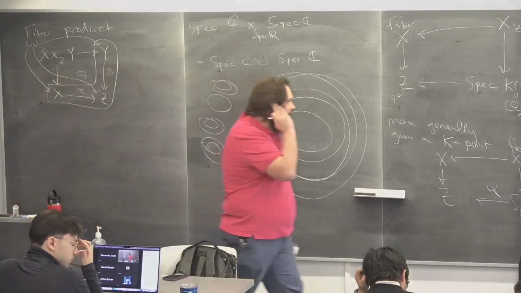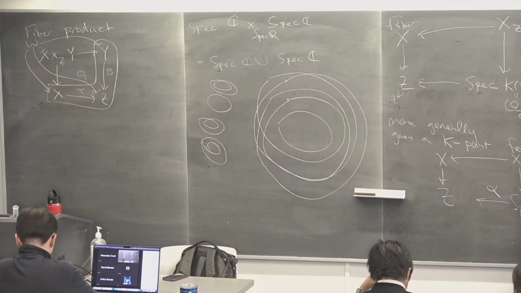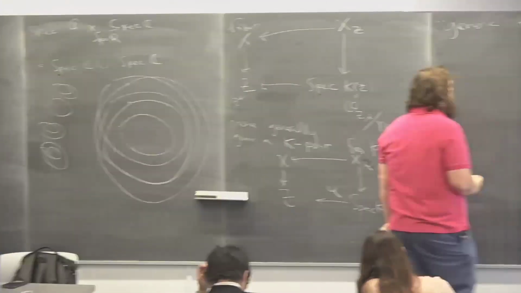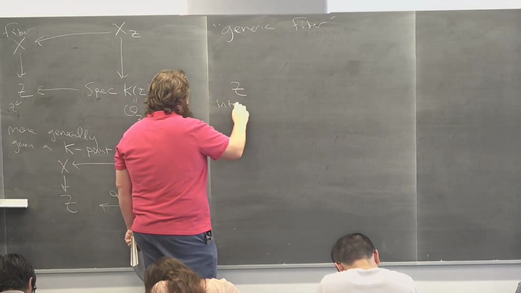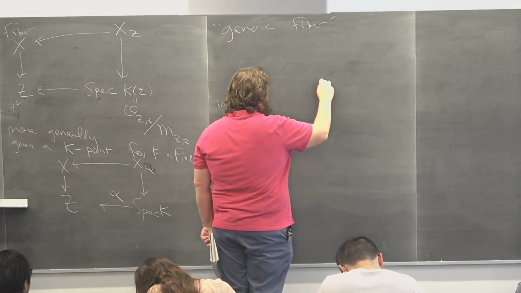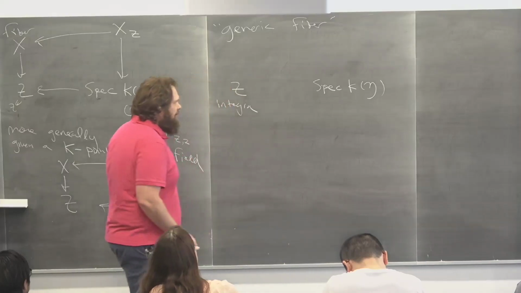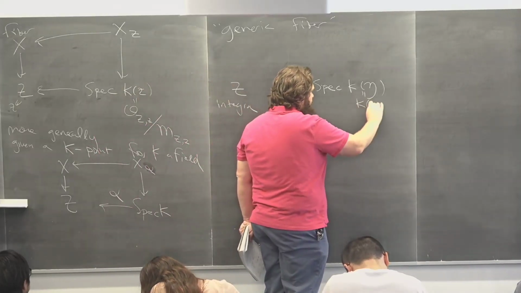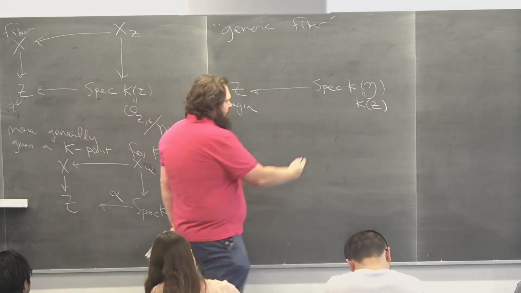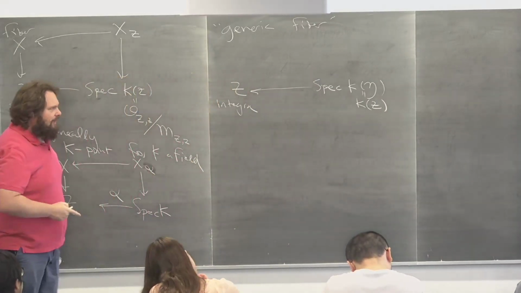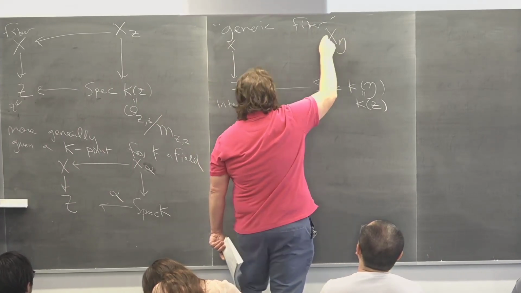All right, so for example, a common thing you want to look at is the generic fiber. Right, so that means that, in particular, if Z is integral, there's going to be a generic point, and I can look at the spectrum of the residue field of the generic point, which is just the function field of Z, right? And that has a natural map that sends the unique point here to the generic point here. The common thing I'll want to do is look at the fiber over this generic point.